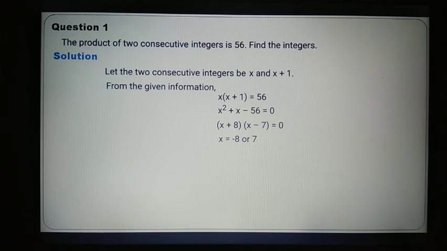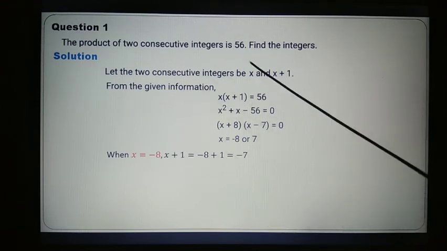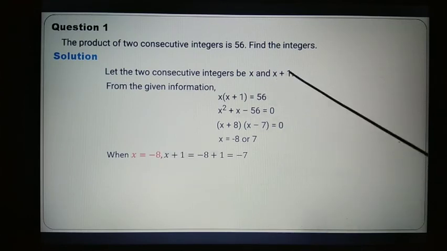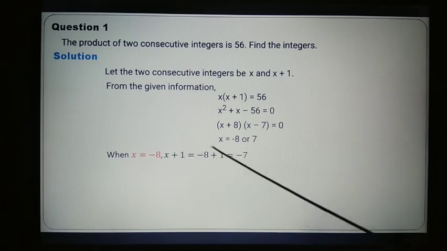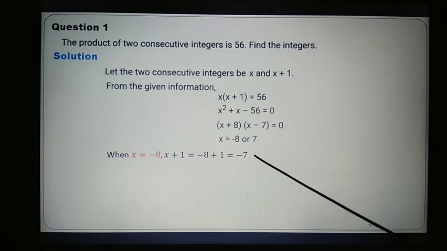Let us take one case at a time, because there are two values for x. When x is minus 8, that means one number is minus 8. Then the other number, x plus 1, is minus 8 plus 1. When you simplify this, you get minus 7. So if the value of x is minus 8, the other number has to be minus 7. That means the two consecutive integers whose product is 56 are minus 8 and minus 7. So this is one case.